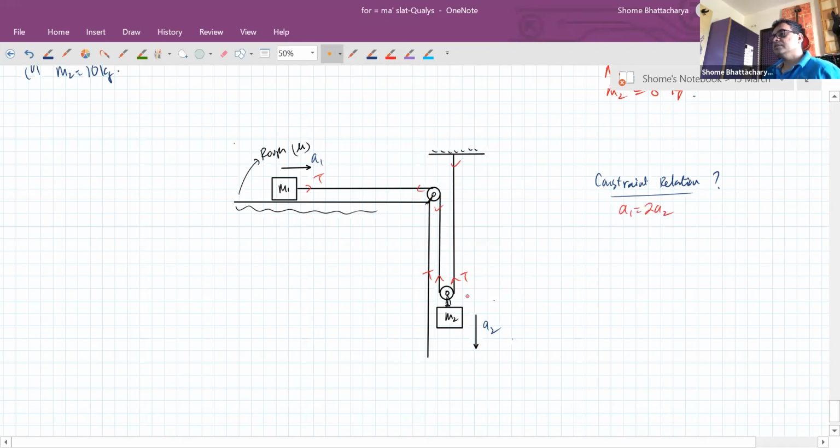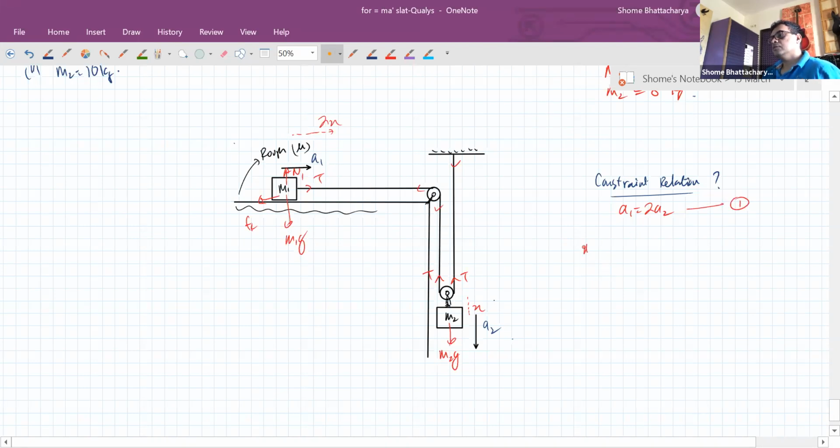Okay. You can see that if this block goes down by a distance of x, it will pull 2x amount of thread. So this will have to move by a distance of 2x. So the ratio of the acceleration will be 2:1. So this becomes the first relation.